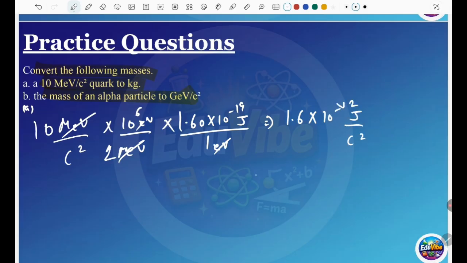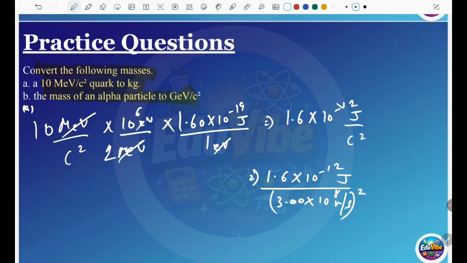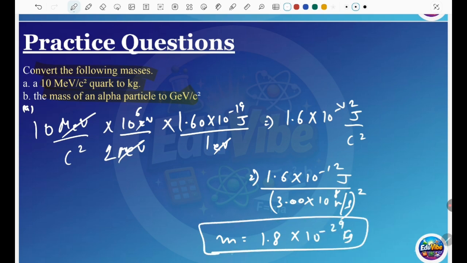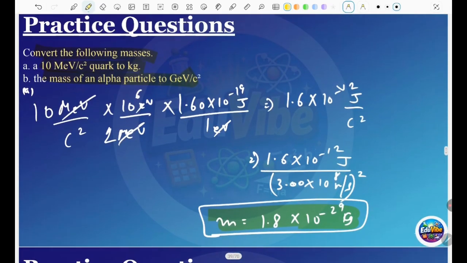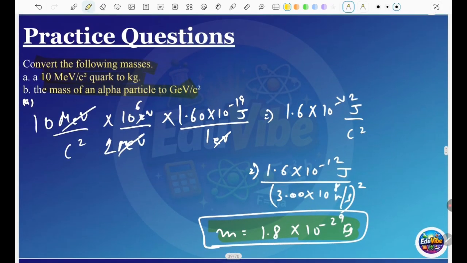Now joules per c² means that 1.6 × 10^-12 joules is divided by the 3.00 × 10^8 meters per second, squared. From here you can get your mass of 1.8 × 10^-29 kgs. That type of conversion you have to do when you do these types of questions.